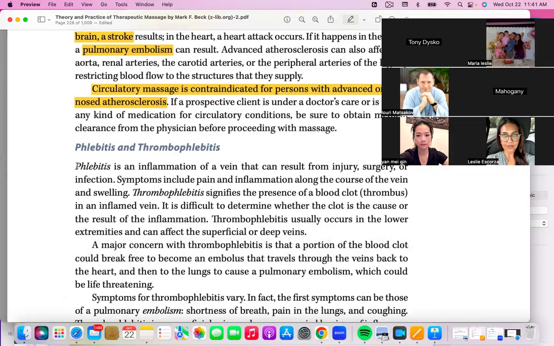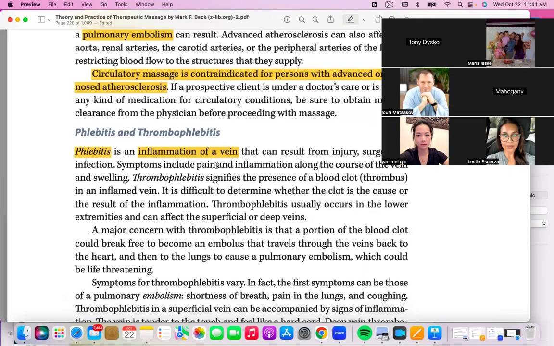Okay, phlebitis. It's inflammation of the vein. Phleb is vein, phlebitis is inflammation of that vein. It could be from injury or surgery or infection. The symptoms include pain and inflammation along the vein and swelling. So it's the classic symptom of inflammation. Thrombophlebitis, from the name, is inflammation of the vein that is accompanied by a thrombus. So it signifies the presence of a blood clot in an inflamed vein.